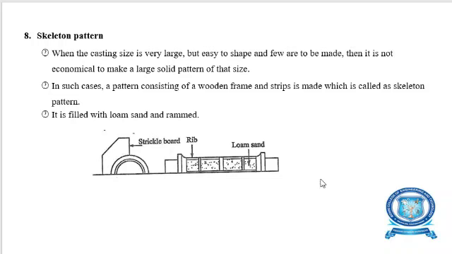Next one, skeleton pattern. When the casting size is very large but easy in shape and few are to be made, when it is not economical to make a large solid pattern, wooden strips will be arranged. In between the wooden strips it will be loaded with loam sand, and excess material will be removed with the help of a strike off board. Like this.